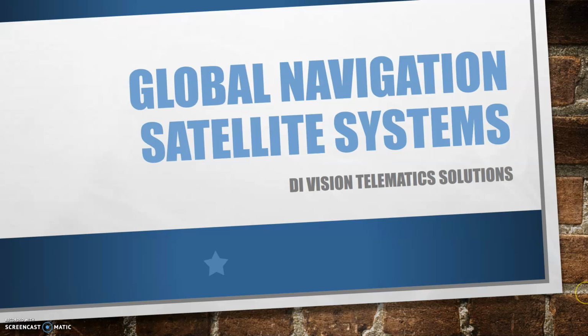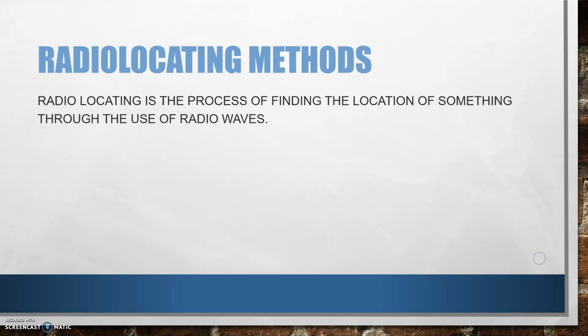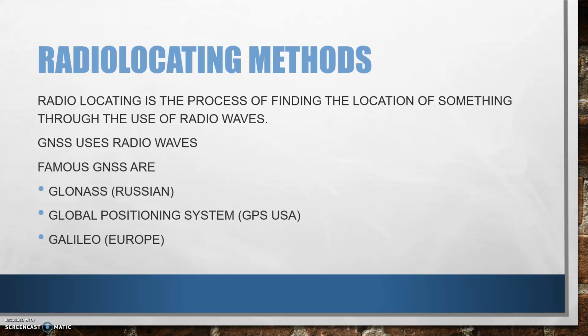Hey guys, so today we are learning about global navigation satellite systems. First of all, we'll take a look at all the radio locating methods. So radio locating method is a process of finding the location of something through the use of radio waves. And we'll look at first what is GNSS.